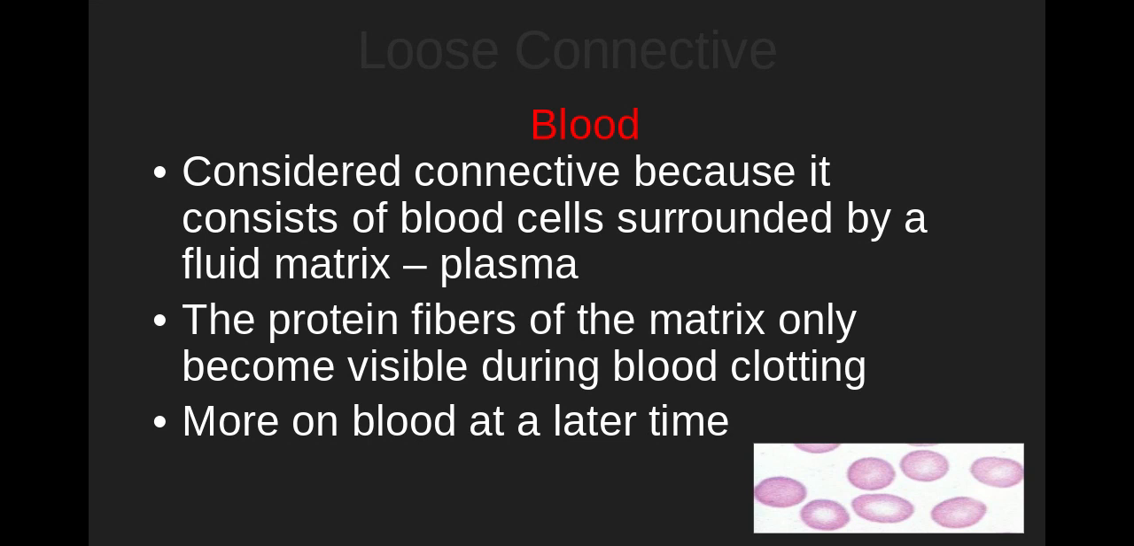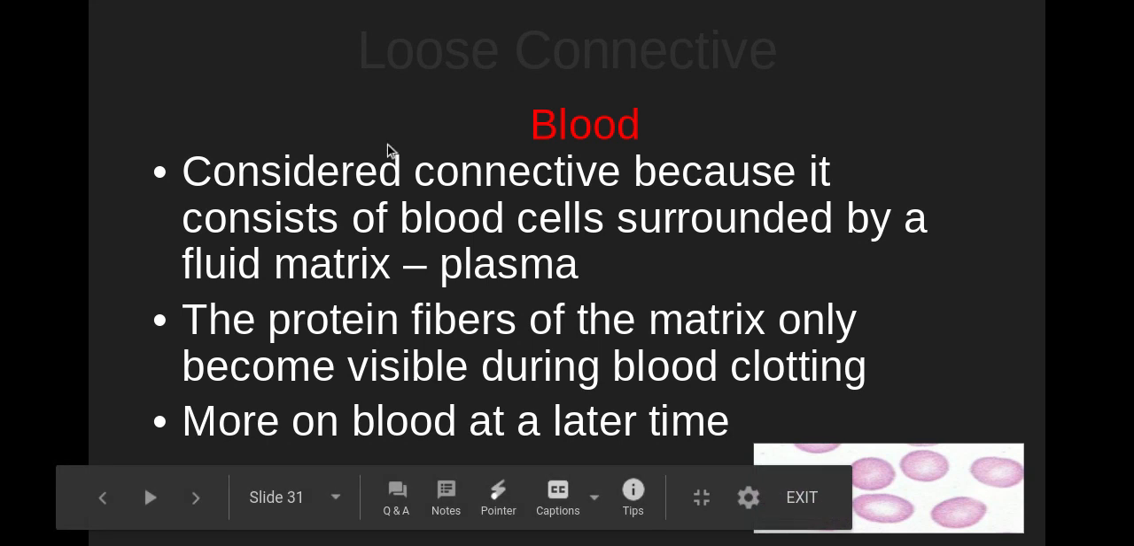And our last type of loose connective tissue is blood. It's considered connective because it consists of blood cells surrounded by a fluid matrix, which is the plasma. These protein fibers of the matrix only become visible during blood clotting, right? So it's usually very fluid-like, but if we need our blood to clot, that's when we see all of those protein fibers start to work together so that we don't bleed out. We will get to blood more at a later time as well.